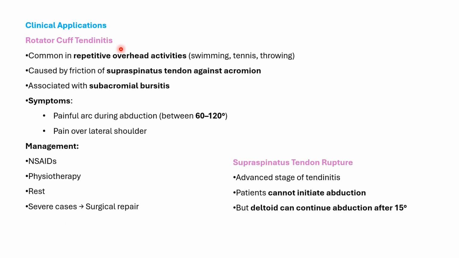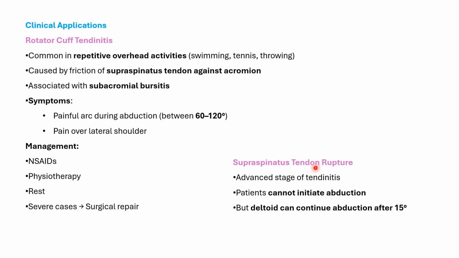Okay, now we learn about rotator cuff tendinitis. Rotator cuff tendinitis is common in repetitive overhead activities such as swimming, tennis and rowing, caused by friction of the supraspinatus tendon against the acromion process, and is associated with subacromial bursitis. Symptoms are a painful arc during abduction, especially between 60 to 120 degrees, and pain over the lateral shoulder. Management is NSAIDs for pain relief, physiotherapy and rest. In severe cases, we need surgical repair.